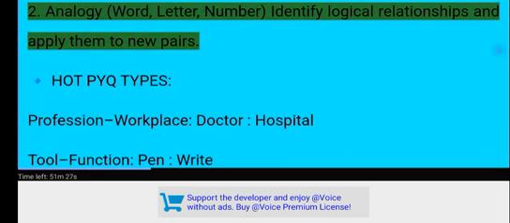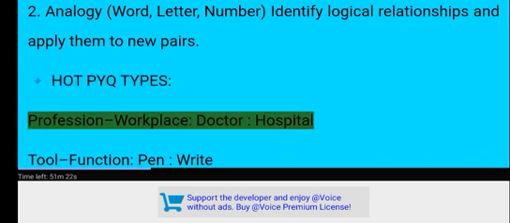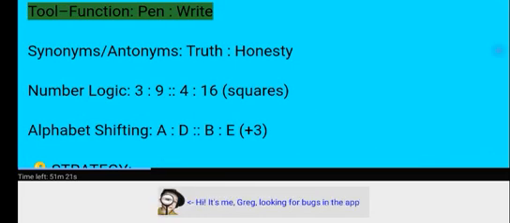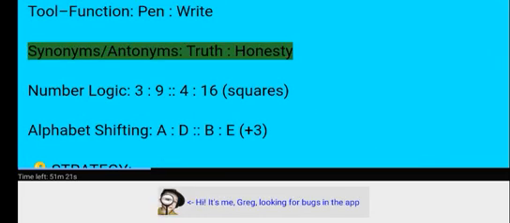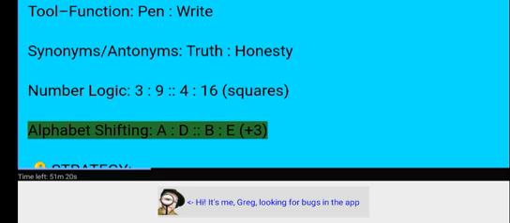2. Analogy: word, letter, number. Identify logical relationships and apply them to new pairs. Hot PYQ types: profession-workplace, doctor, hospital. Tool-function, pen, write. Synonyms, antonyms, truth, honesty. Number logic, 3, 9 and 4, 16, squares. Alphabet shifting, A, D and B, E, plus 3.